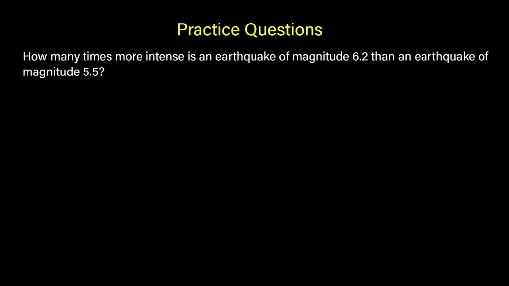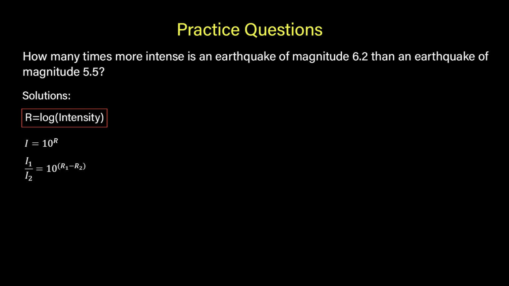How many times more intense is an earthquake of magnitude 6.2 than an earthquake of magnitude 5.5? Solution. Use the formula R equals log of intensity. So, intensity equals 10 to the power of R. I1 divided by I2 equals 10 to the power of R1 minus R2, which equals 10 to the power of 6.2 minus 5.5, or 10 to the power of 0.7, and the latter is approximately 5 times.